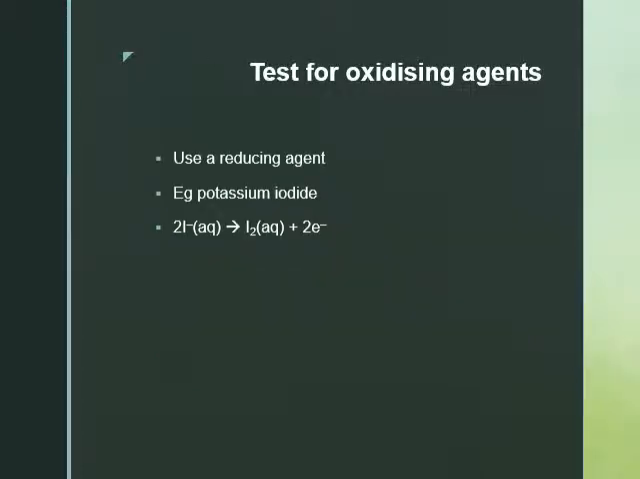So how do we test for an oxidizing agent? We need to use a reducing agent. The most common one is an iodide. So the iodide goes to form iodine. So this is colorless, becomes brown.